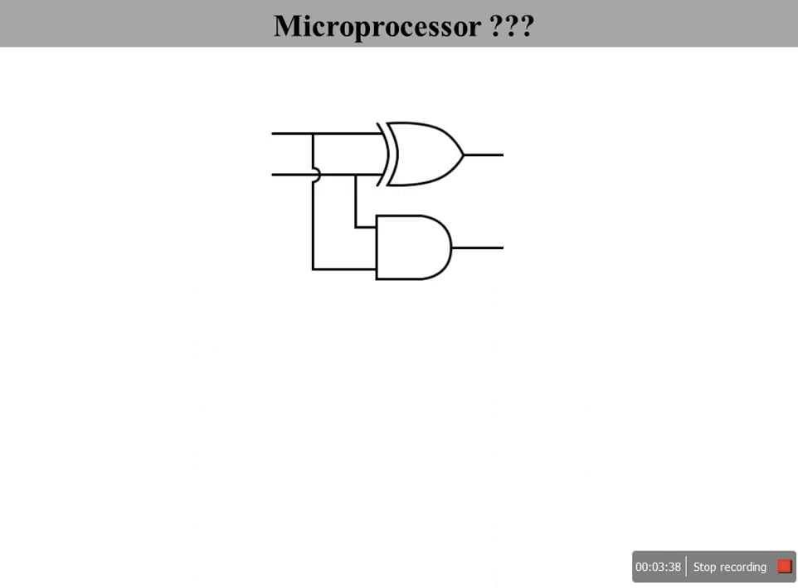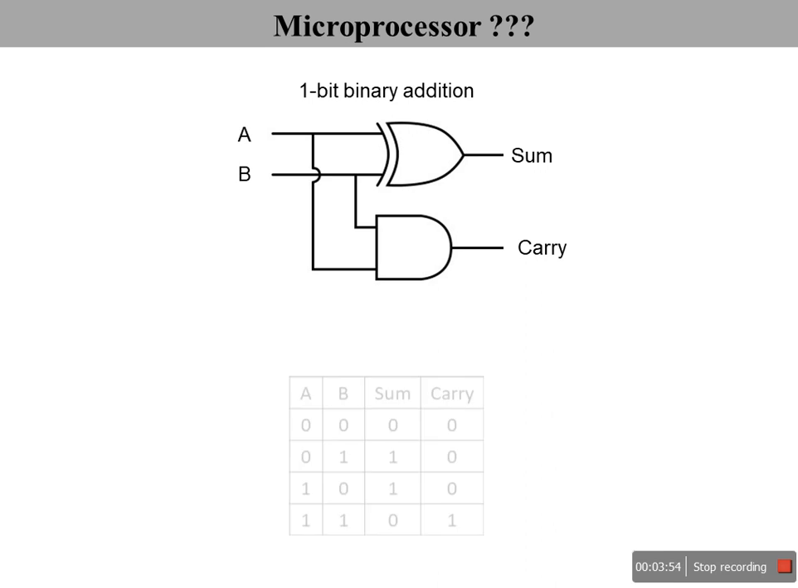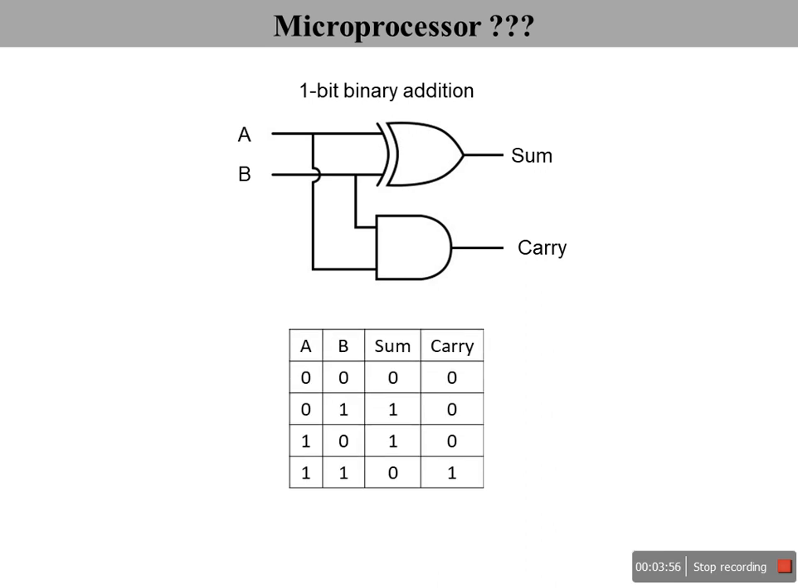This is a combination of an XOR gate and an AND gate, and this is meant for a specific operation called single bit binary addition. It adds A and B, where A and B are of single bit, then it gives a sum and a carry. If you look at the truth table of this, there's A, B, sum and carry. For the inputs 00, 01, 10, 11 it gives this as a sum and this as a carry. Okay, this is a very basic digital circuit.